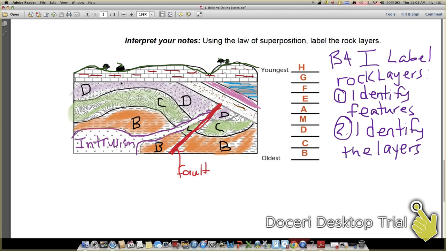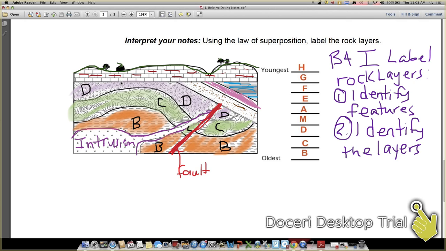Yeah. The brown and the pink and the blue are slanted. Those aren't faults because they haven't broke anything. Yes, Devin? You think the intrusion's next? No. Yes, you have to identify the features because they do count. Those become part of the identity of the layers. But it's younger than the other layer, so the next one.